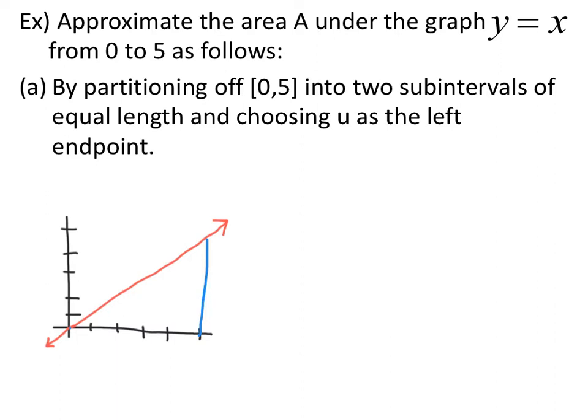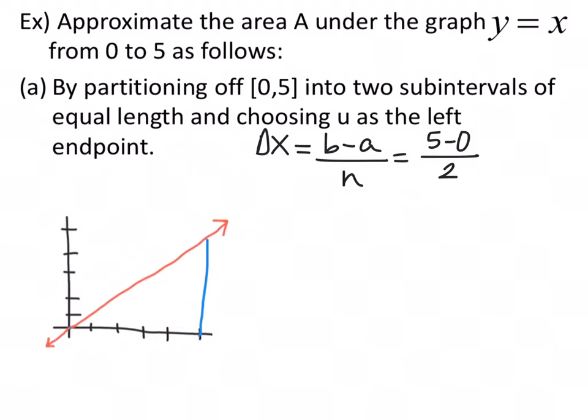So if we want to pick two equal subintervals, we can find our delta x, or the width of our rectangles, as the difference between the endpoints divided by how many subintervals you want. So in this case it's 5 minus 0, our endpoints, and we want two subintervals. So each subinterval is going to have a width of 2.5. I'm going to split this interval from 0 to 5 in half and put a line at 2.5.